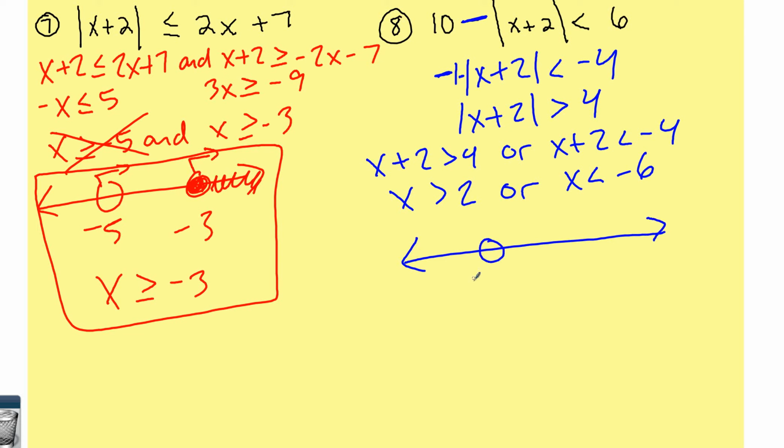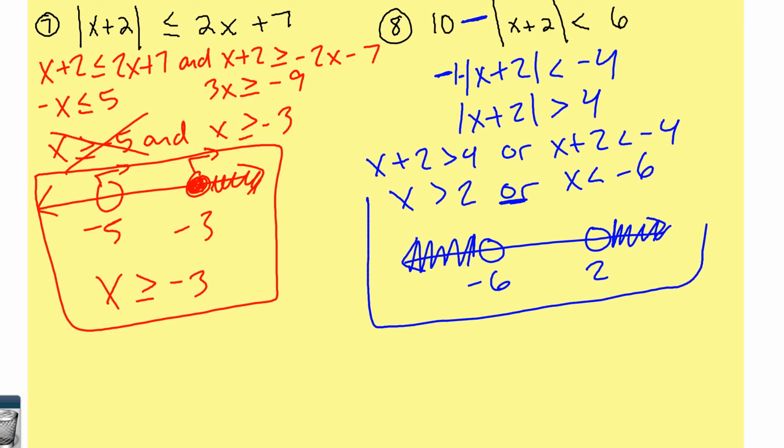So we graph it. We get negative 6 on the left, 2 on the right. We want to graph or whatever it says to do. So everything bigger than 2, everything less than negative 6. And there you have it.